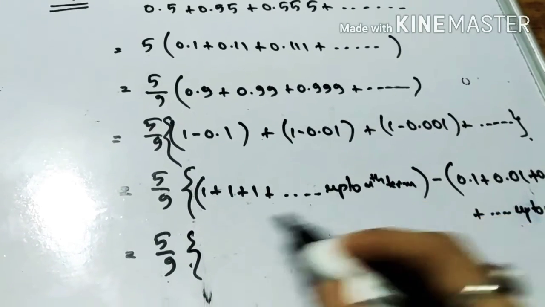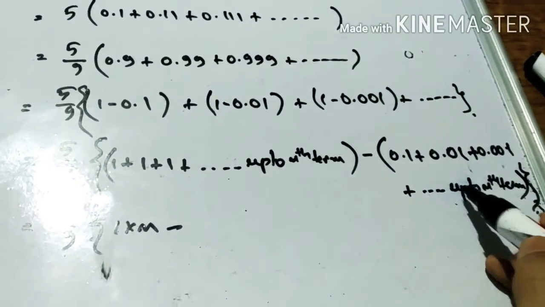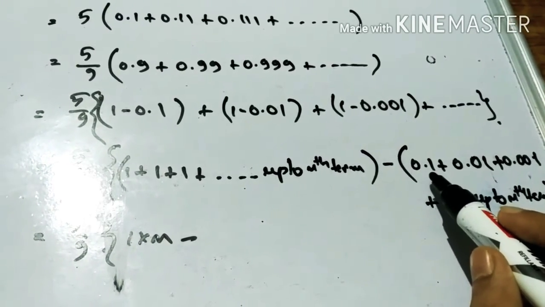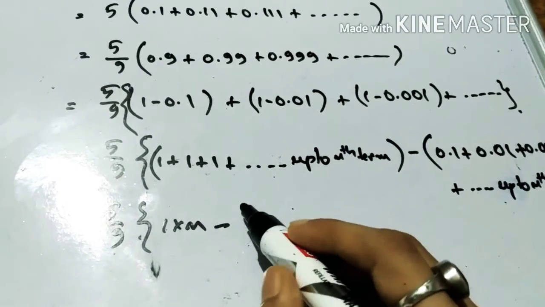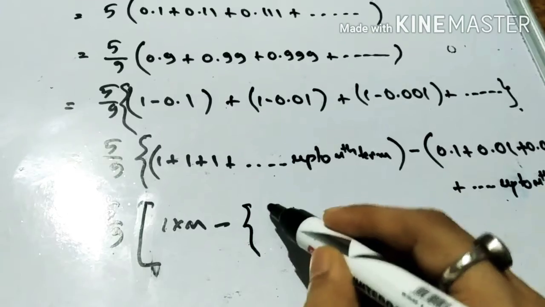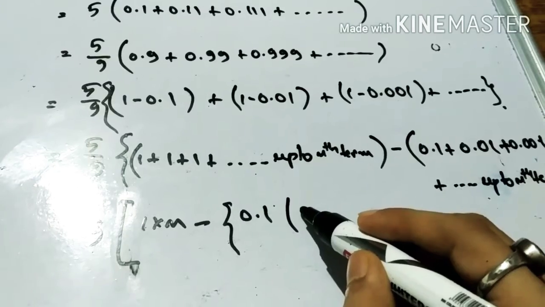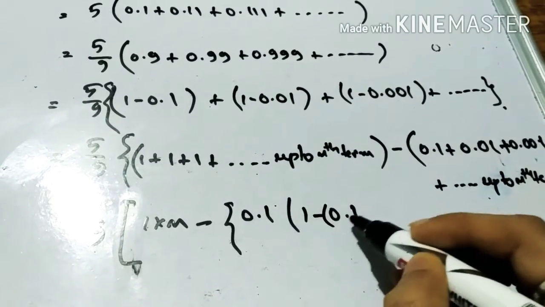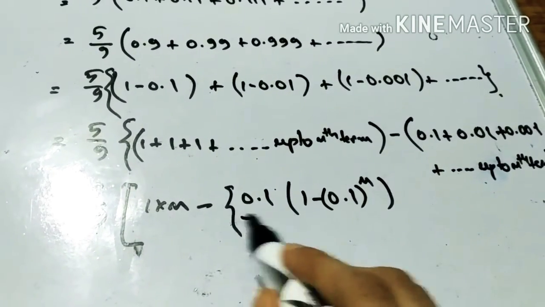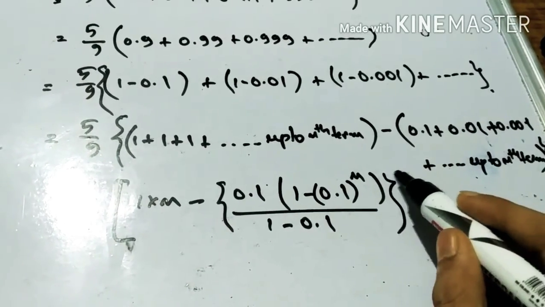This one, 1 plus 1 plus up to nth term, will be 1 into n, minus this, which is now a geometric progression. Understand? Whose common ratio is 0.1, which is less than 1, so therefore I will use this formula here: square bracket, 0.1 bracket start 1 minus 0.1 to the whole power n by 1 minus 0.1. This is the formula I will use.